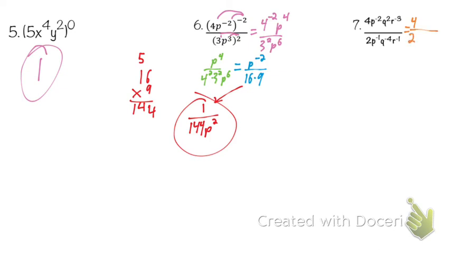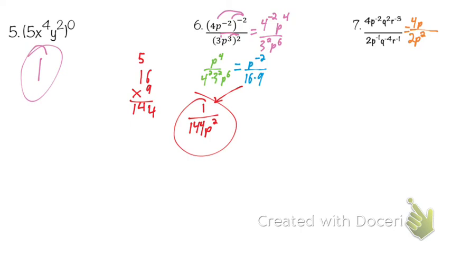The p to the negative second, is that moving or staying? It's moving, okay. So we're going to end up with a 2 on the bottom, and then we're going to have a p squared on the bottom. So I did the 4 and the 2, did the p to the negative second. Let's now focus on the p to the negative first. Is that moving or staying? Moving to the top, p, or p to the first.